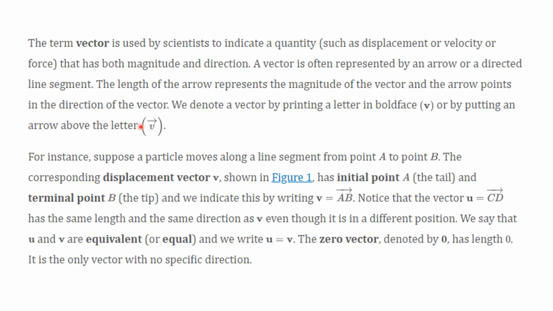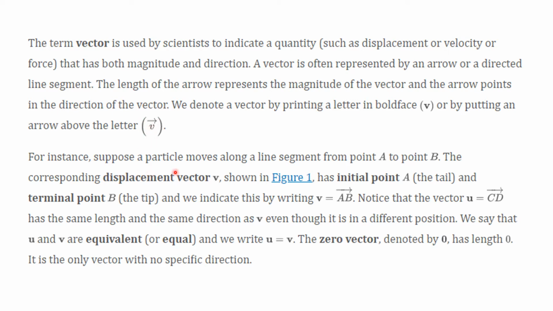The term vector is used by scientists to indicate a quantity such as a displacement or velocity or force that has both magnitude and direction. A vector is often represented by an arrow or a directed line segment. The length of the arrow is called the magnitude of the vector, and the arrow points in the direction of the vector. We denote a vector by putting a letter in boldface, or more often, putting an arrow on top of it.